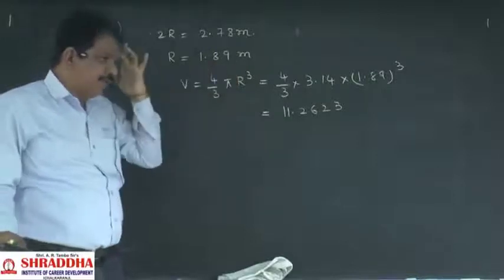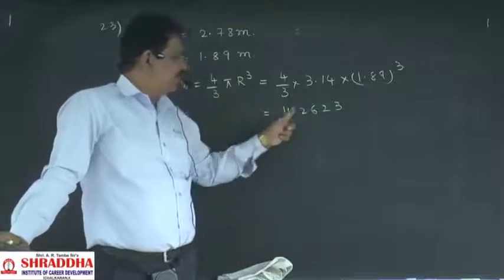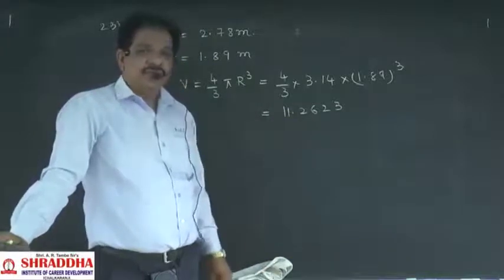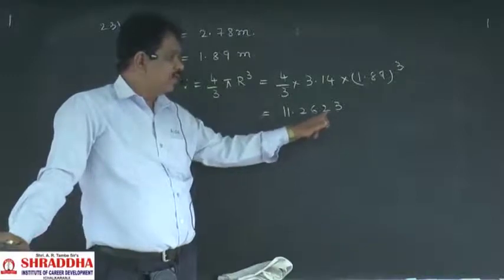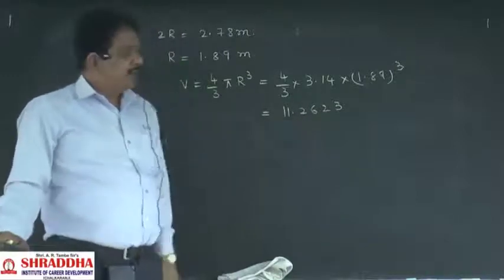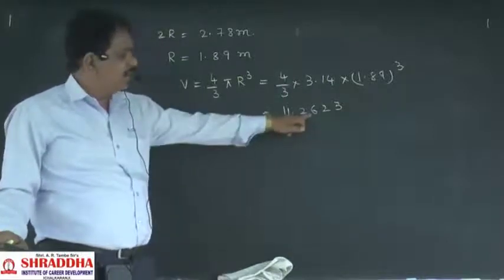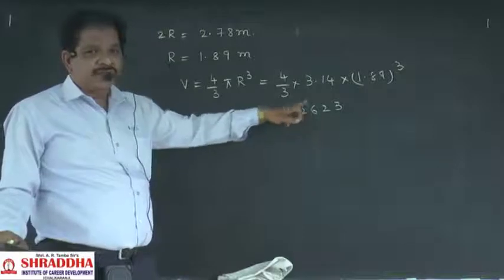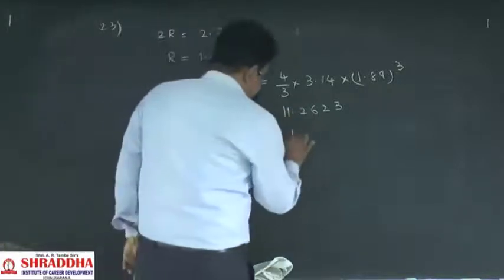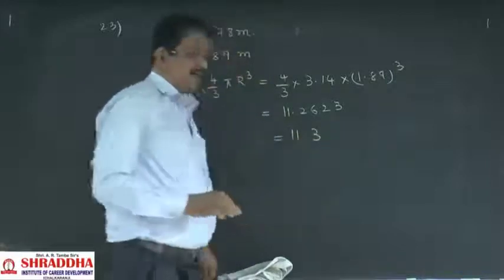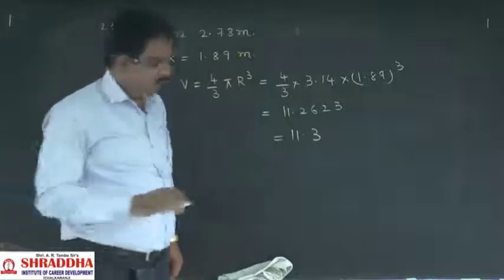R has three significant figures. Volume will also have three significant figures. Discard this 3, the 2 will not change. Discard that 2, the 6 will not change. Discard this 6, 2 will become 3. So this value, 11.3 meter cube.